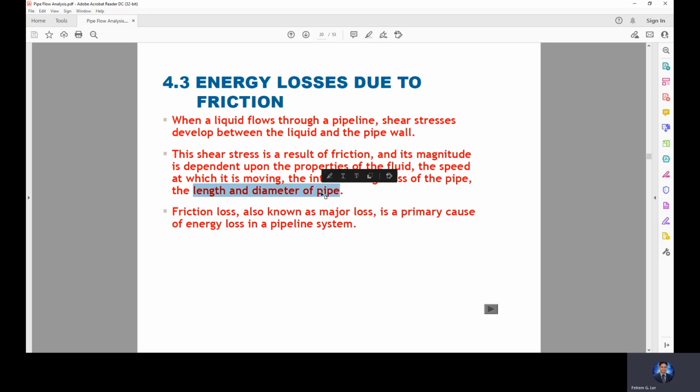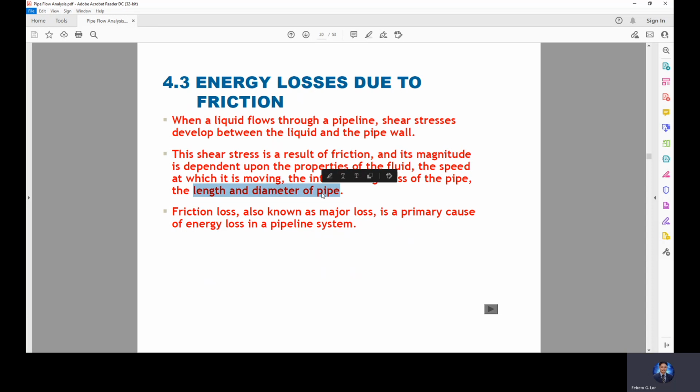So, theoretically, the longer the length, the greater the energy loss, or the greater the friction. The smaller the diameter, the greater the energy loss, or the greater the friction. So the smaller the diameter, the bigger the head loss. Okay?